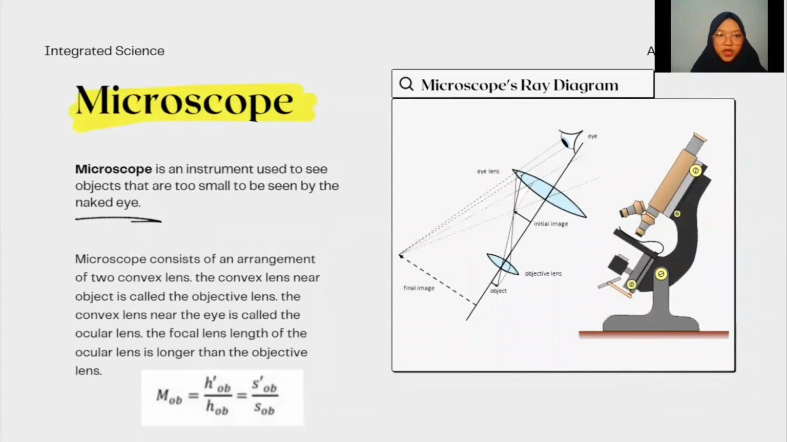Next is the microscope. A microscope is an instrument used to see objects that are too small to be seen by the naked eye. A microscope consists of an arrangement of two convex lenses. The convex lens near the object is called the objective lens. The convex lens near the eye is called the ocular lens. The focal length of the ocular lens is longer than the objective lens. So the magnification of the microscope is equal to h' objective over h objective, equal to s' objective over s objective.